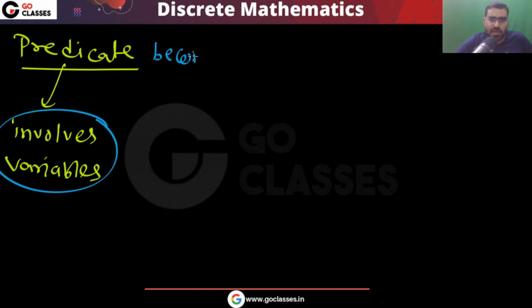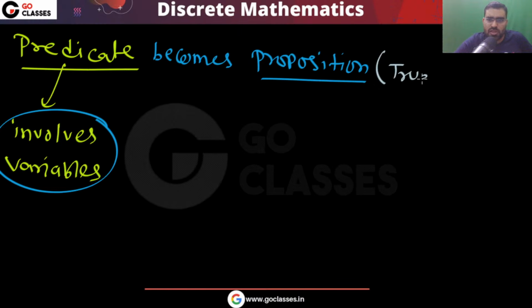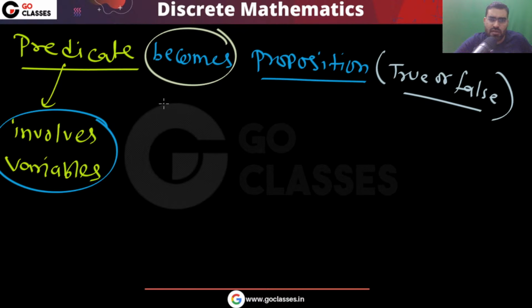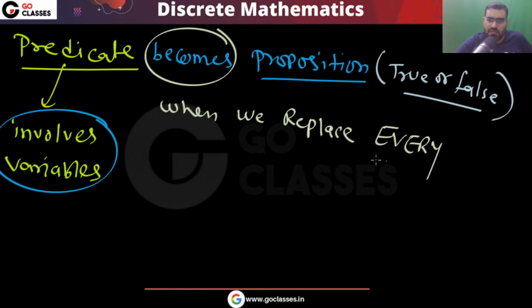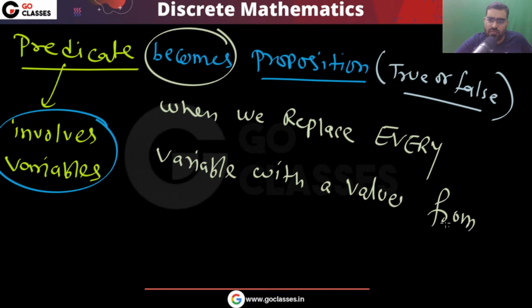Remember, this predicate becomes a proposition. When it becomes a proposition, it means either it will be true or it will be false. Proposition means true or false. So I can say this predicate becomes a proposition when we replace every variable with a specific value from the domain.